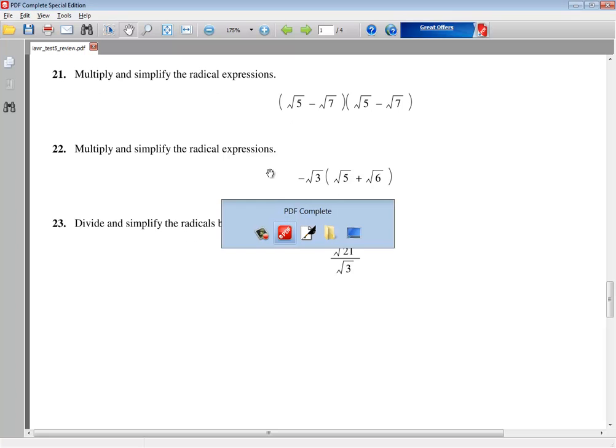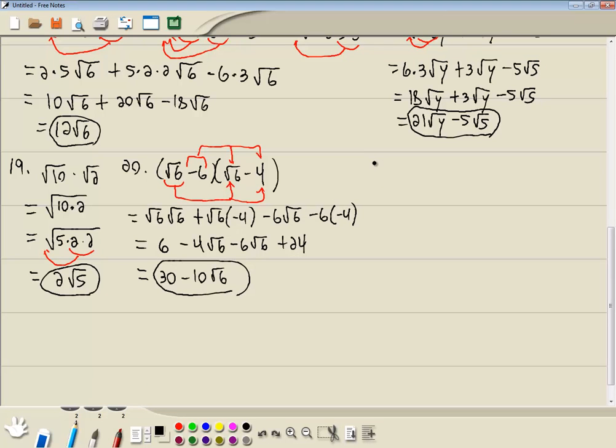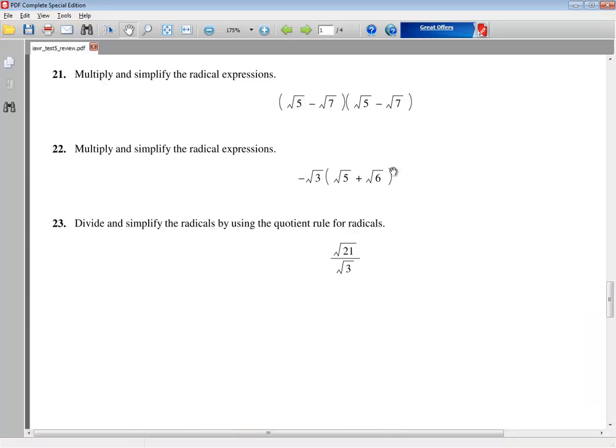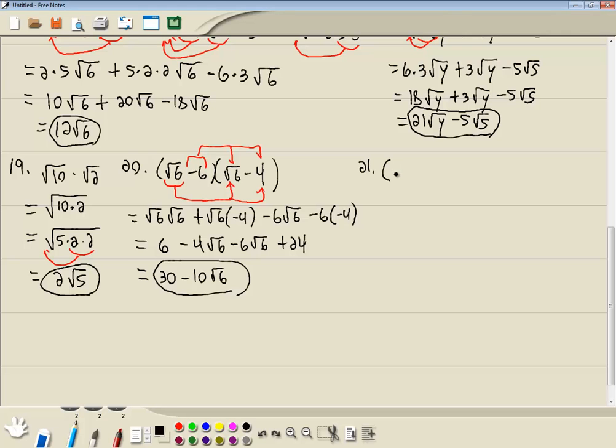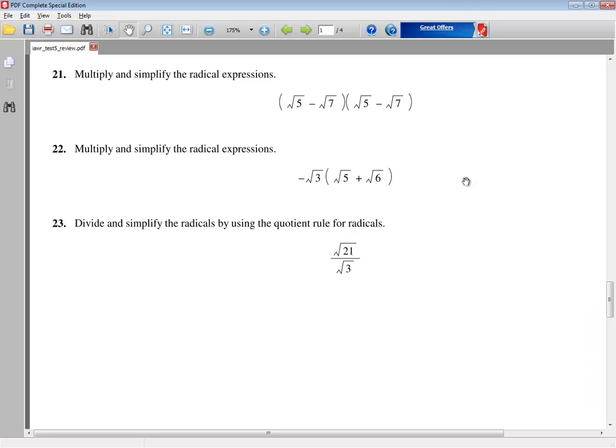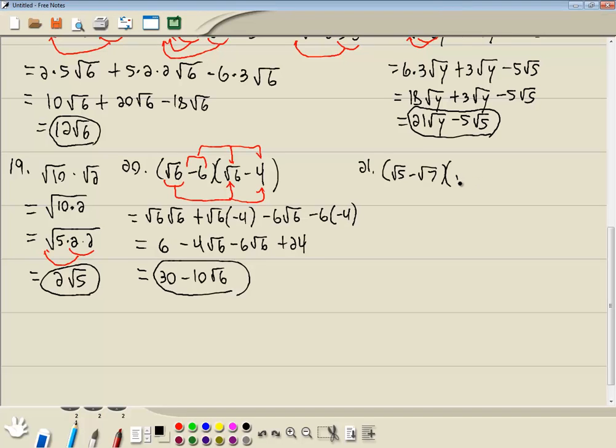Okay, number 21. We got square root of 5 minus square root of 7 times square root of 5 minus square root of 7. Well, same thing as last problem we just looked at. We're going to FOIL it. So take square root of 5 here times square root of 5 over here, and times negative square root of 7. And I'll take negative square root of 7 times square root of 5 and times negative square root of 7.